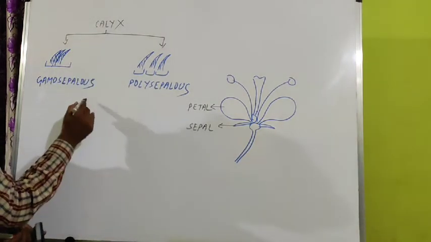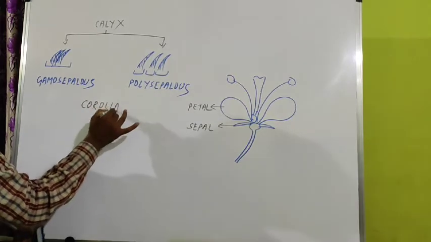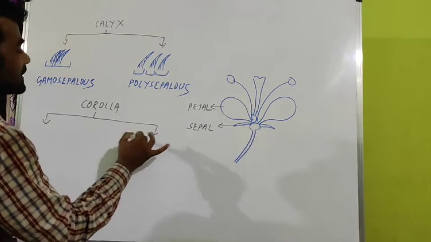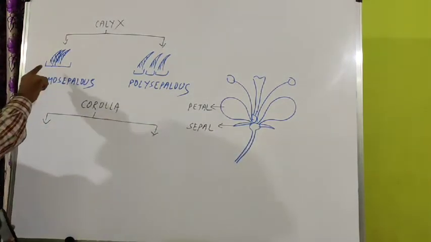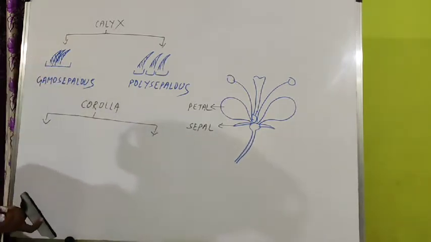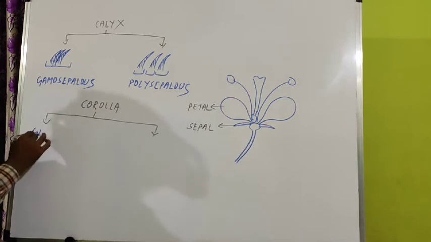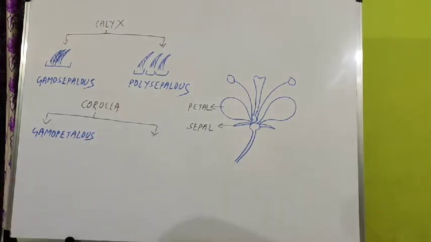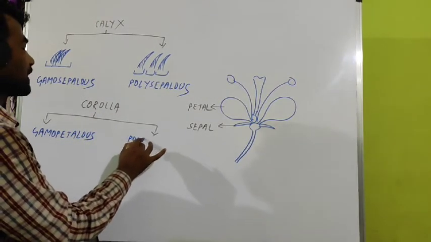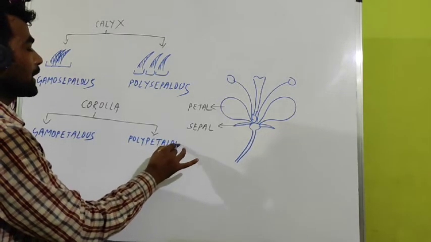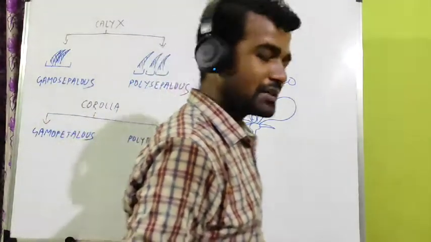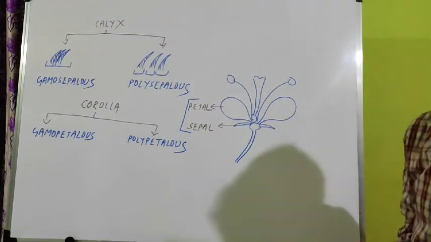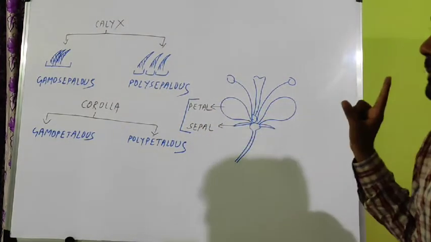Similarly, I can take the example of corolla. Calyx is made of sepals, but corolla is made of petals. So again there are two conditions. In the case of petals, you find sometimes petals are united or fused with each other. When all the petals are united, that is called gamopetalous. Similarly, when all the petals are free, that is called polypetalous. So gamo and poly are used for sepals and petals. When they are united, gamosepalous or gamopetalous respectively. When they are free, polysepalous or polypetalous respectively. Clear? So the condition of sepals and petals we have completed.